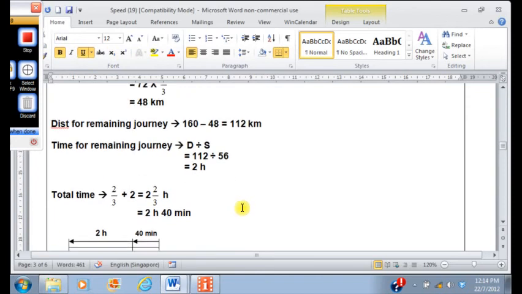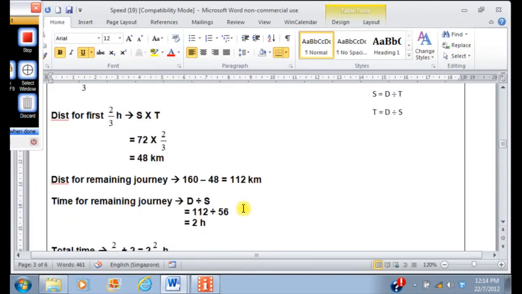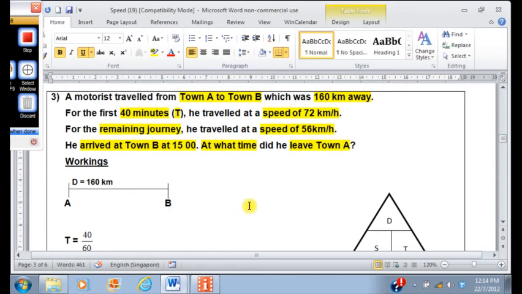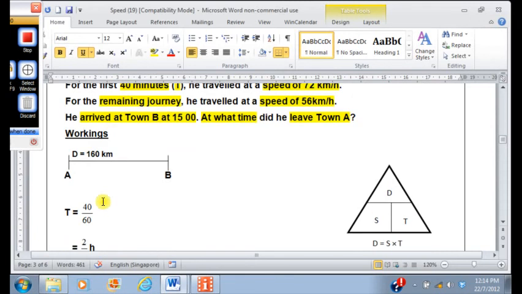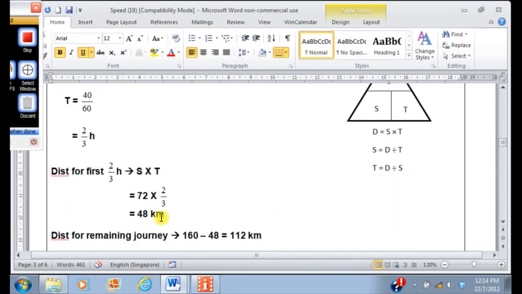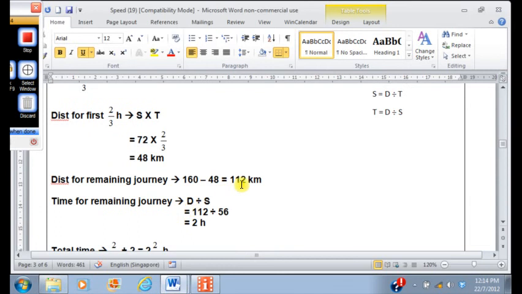Take a look at this again. This is your question 3. Quite similar to question 2. You first, but this one there's a blind spot. You need to change 40 minutes to 2/3 hours. Because your speed is given in kilometers per hour, you multiply. Then for the first 40 minutes, he actually traveled 48 kilometers. And the rest of the journey is 112 kilometers.